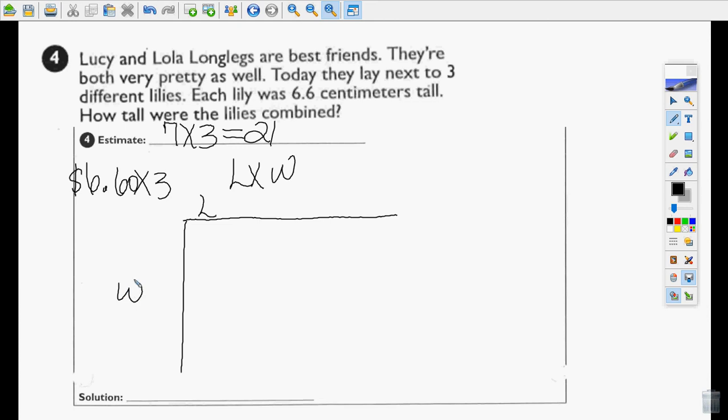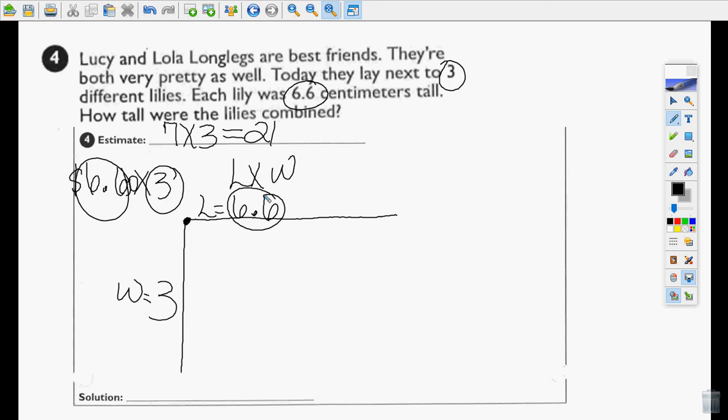So for the purposes of this problem, I'm going to say that my length is going to be 6 and 6/10. That was this number in my problem. For the purposes of this problem, I'm going to say my width is 3. This number of my problem. So if I were a carpenter and I were trying to measure my classroom, and I'm starting in this corner and I'm going over horizontal, I need to measure across 6 and 6/10.